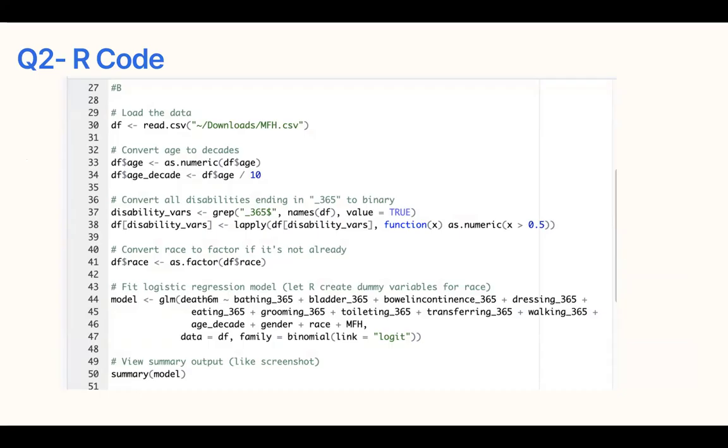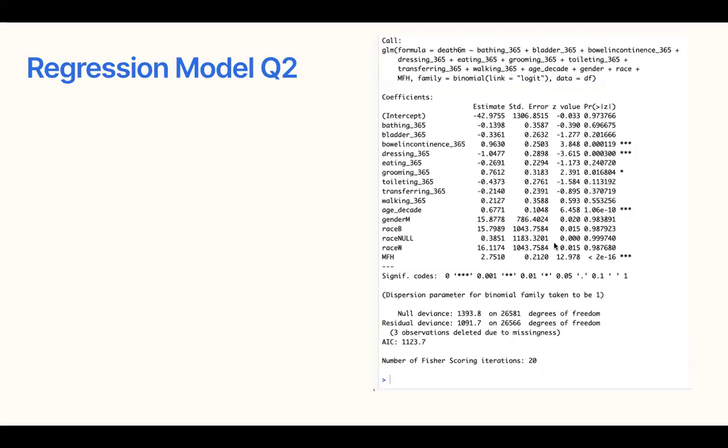This R code was able to run the logistic regression, and this estimates how each predictor affects the log odds of surviving the next 6 months. This was able to provide us the coefficients and p-values to determine significance. And the different significance codes were measured from 0 to 1.